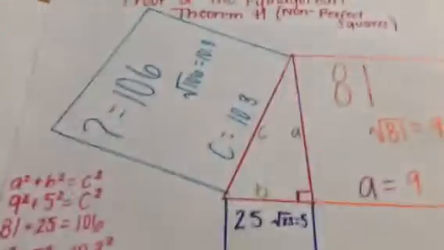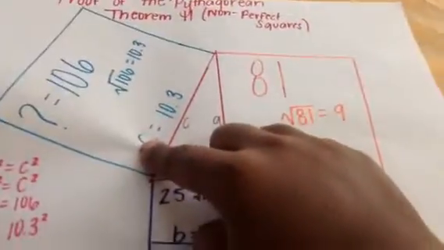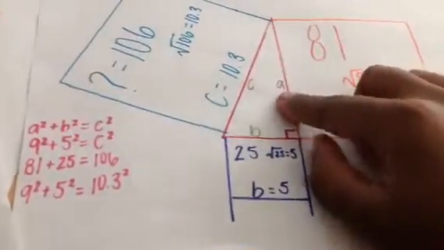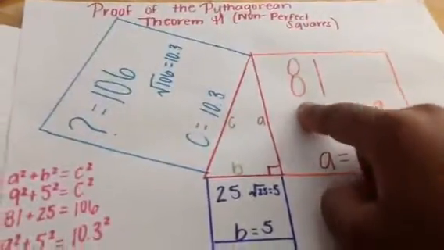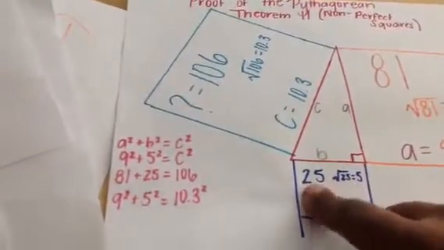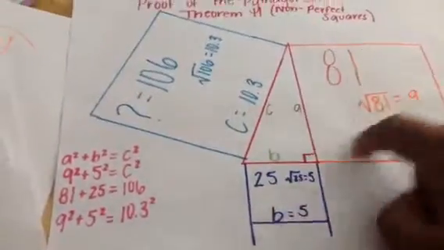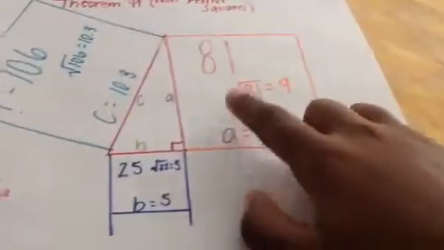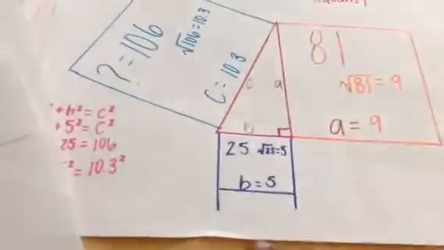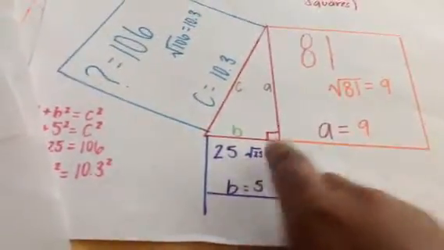Now, proof of the Pythagorean theorem with non-perfect squares. This is where your c square is not a perfect square. So let's say this is side A, this is side B, and this is side C. For side A, the whole area of the square is 81. And for side B, the whole area of the square is 25. To find the side length, you just do the square root of this, which is 9. So A is 9, and B is 5.